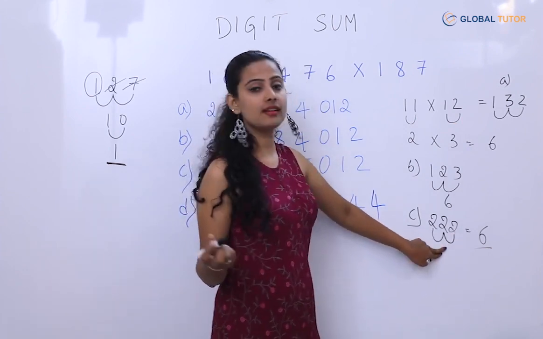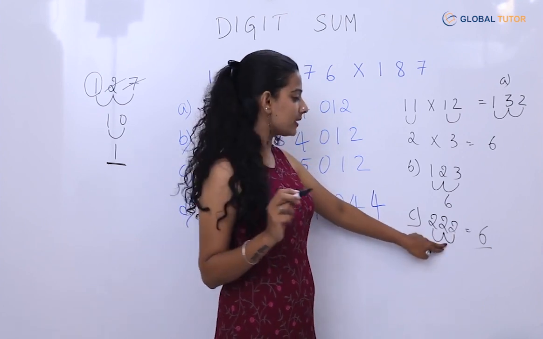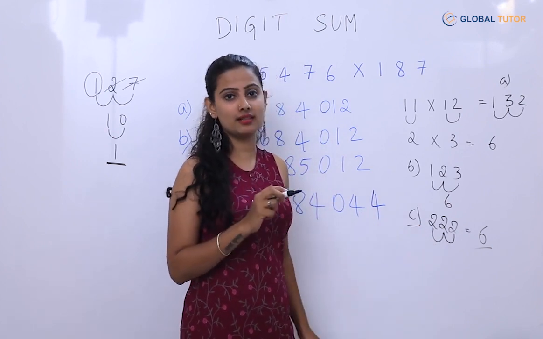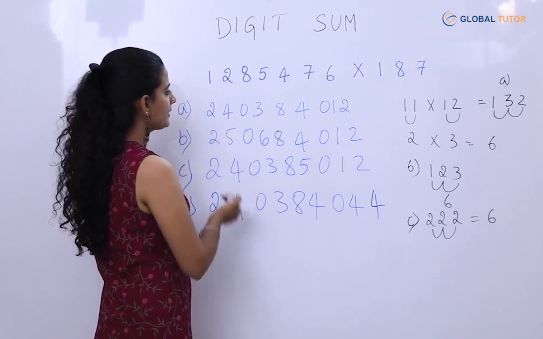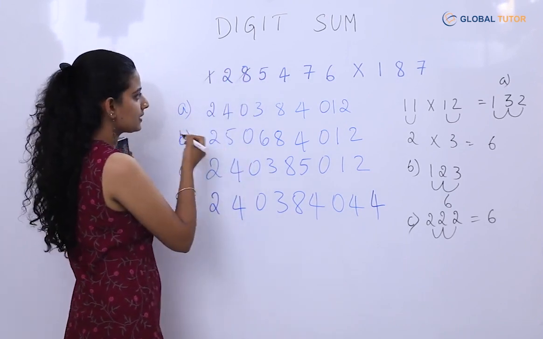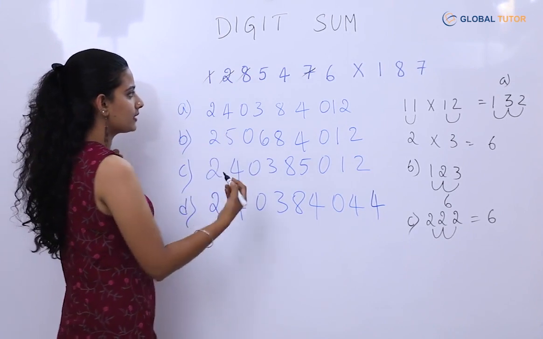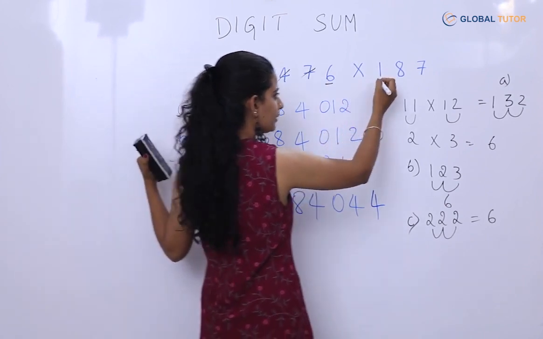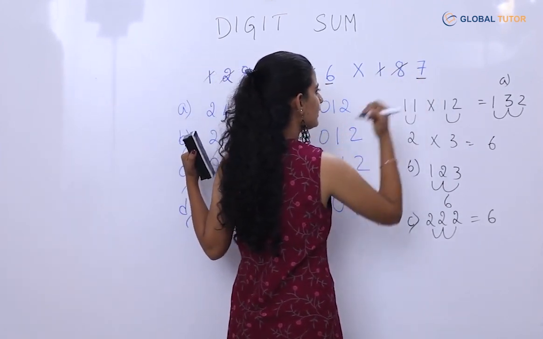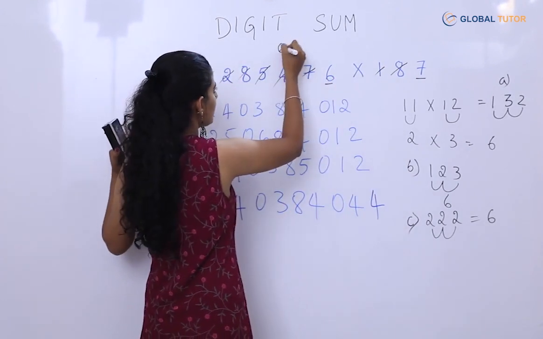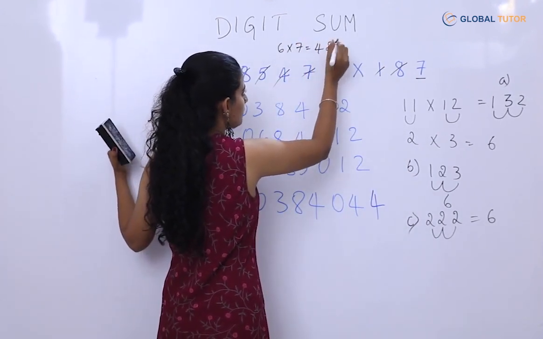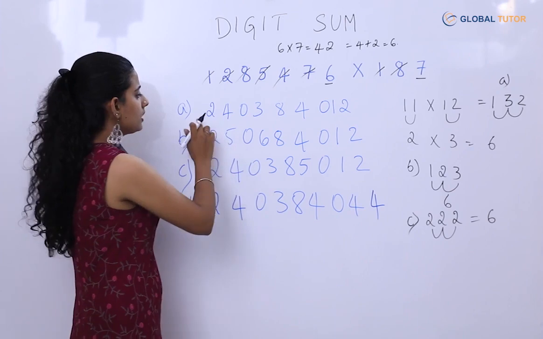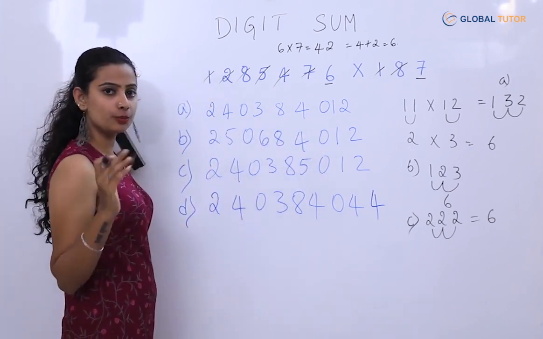So this method is only a check for a possible answer. This does not give you the correct answer. So let's find out the digit sum here. 8 plus 1 is 9, so discard. 7 plus 2 is 9, so discard. 5 plus 4 is 9, discard. So we are left with 6. And out here 8 plus 1 is 9 and we are left with 7. So 6 into 7 is 42. So the digit sum of this is 4 plus 2 is 6. So the digit sum of the product should also be 6.